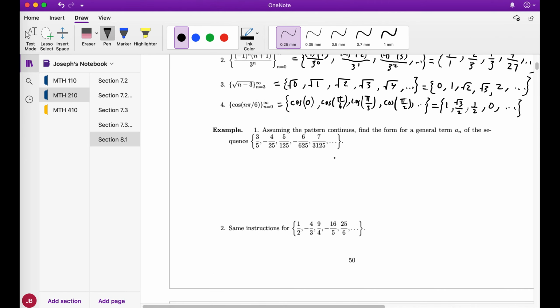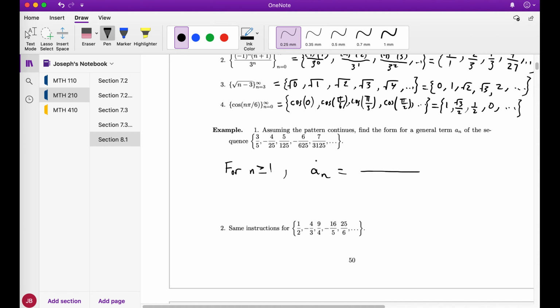Okay, so now let's work backwards. In the last example, we had a rule for finding each term of the sequence. Now in this example, you're going to be given a sequence and asked to find the rule. It actually depends on where you start. So let's just say for both of these, we want to start with n greater than or equal to 1. So we're going to start with n equals 1 and then go from there. And we'll call the nth term a_n. That's just general notation there.